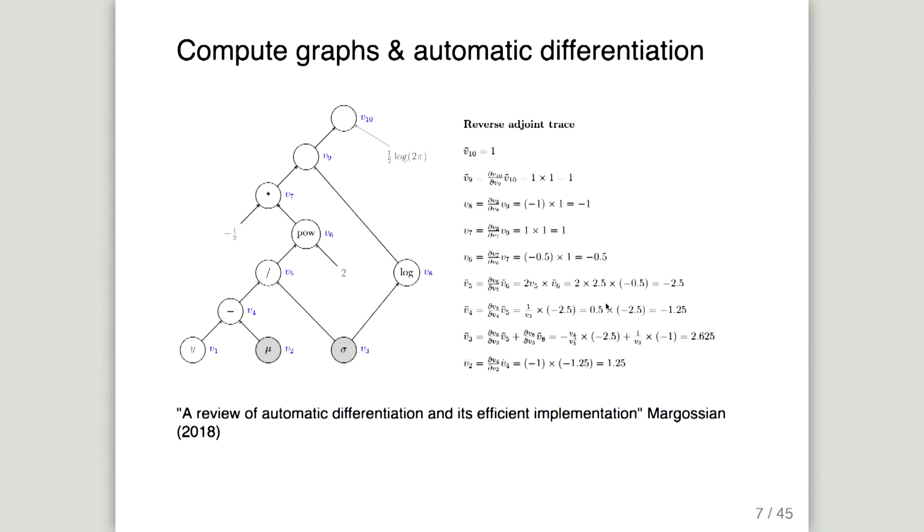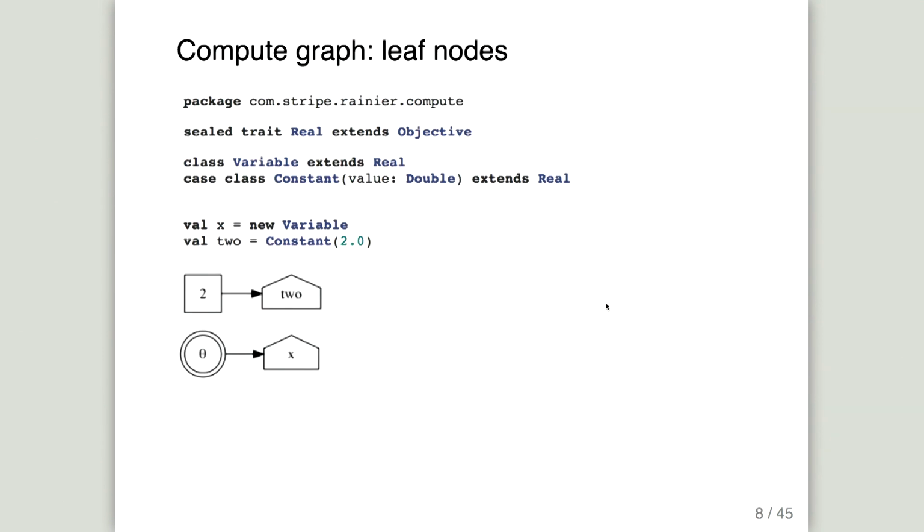Again, I'm not going to talk about how that works, but understand that it's a well-known thing, and it's showing the derivation on the left there of how that would work, right? So Rainier uses a compute graph, and I'm going to start telling you a little bit about Rainier's design of a compute graph for this.